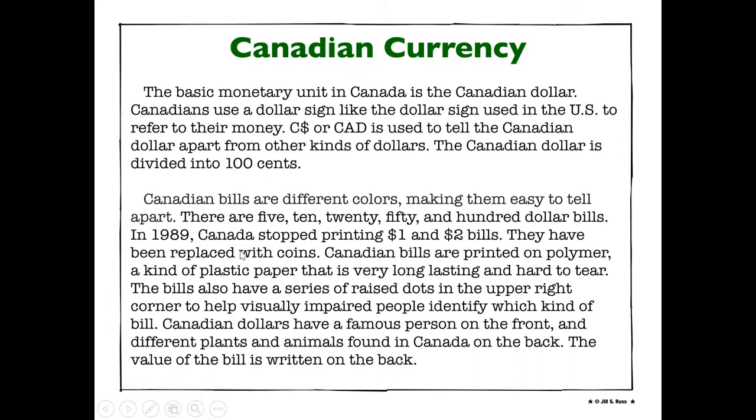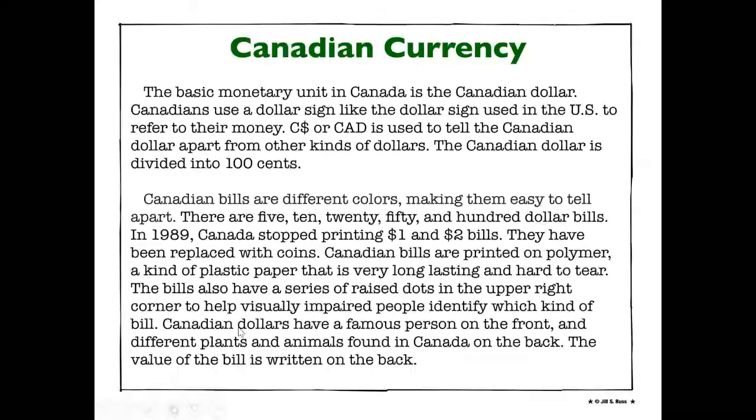In 1989, Canada stopped printing $1 and $2 bills. They have been replaced with coins. Canadian bills are printed on polymer, which is a kind of plastic paper that is very long lasting and hard to tear. The bills also have a series of raised dots in the upper right corner to help visually impaired people identify which kind of bill it is.